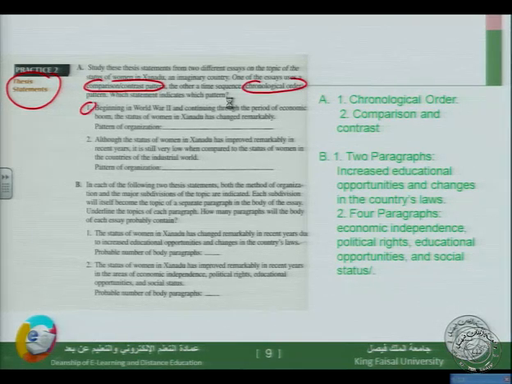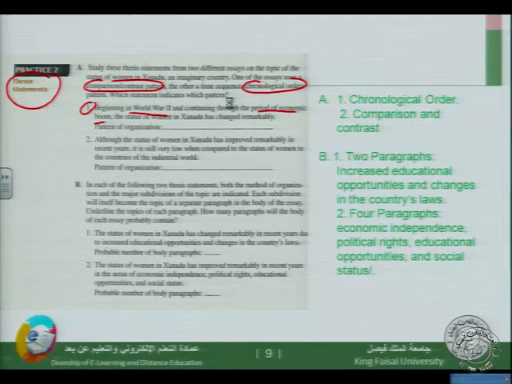خلينا نقرأ أول واحدة. هذا thesis statement. Beginning in World War II and continuing through the period of economic boom, the status of women in Xando has changed remarkably. Okay, what is the pattern of organization? It's a chronological order. How come I know? أول إشي بداية في الحرب العالمية الثانية وثم through the economic boom. So we have different periods.